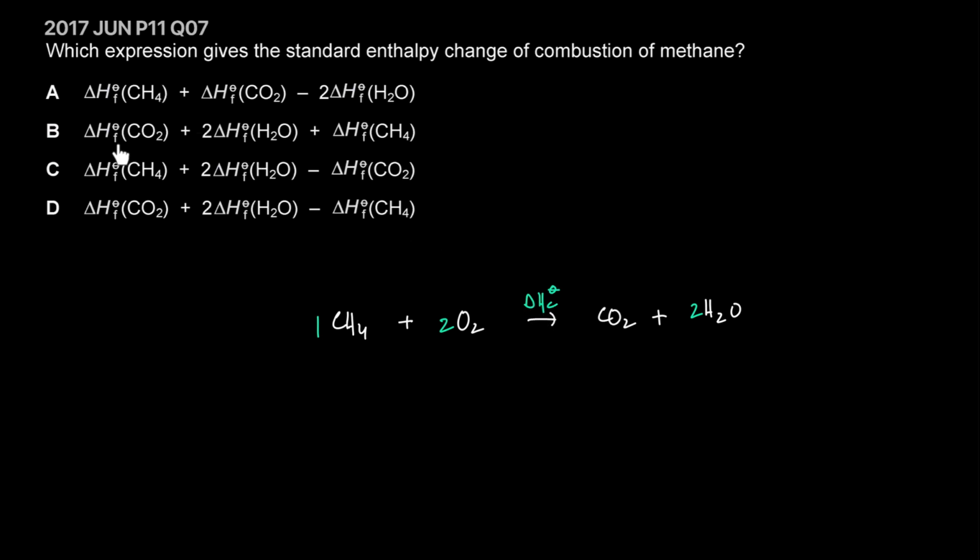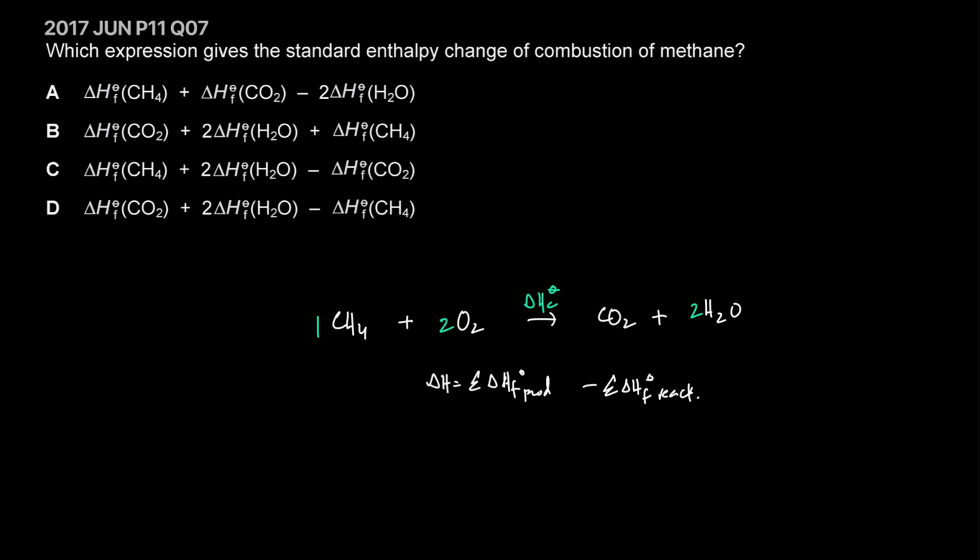And we've been given formation data. So if we were given the enthalpy change of formation of methane, carbon dioxide, and H2O, obviously the enthalpy change of formation of oxygen is 0. And we know that the enthalpy change of the reaction is equal to the sum of the enthalpy changes of formation of the products minus the enthalpy changes of formation of the reactants.